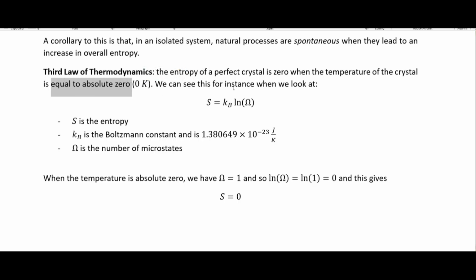We can see this, for instance, if we look at this equation here, which tells us what the entropy is, where the entropy is equal to the Boltzmann constant, which is just a conversion between energy and temperature, multiplied by the natural log of the number of microstates. We can see at 0 Kelvin, we only have one possible microstate. So if we take the natural log of 1, that equals 0. So we can see that a perfect crystal at absolute 0 will have 0 entropy.